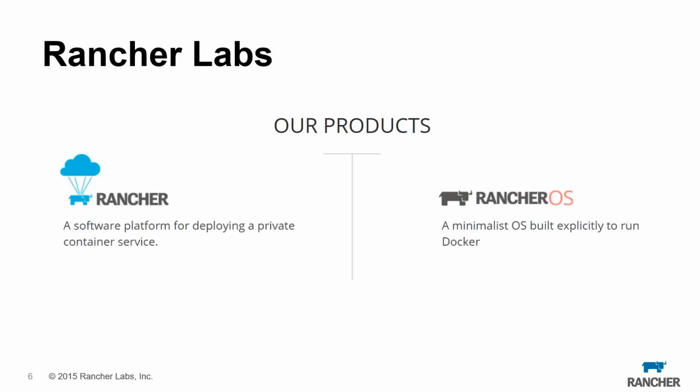And we have RancherOS, which is a 27 megabyte micro Linux distribution that uses Docker as PID 1 and is a great minimalist open operating system for running your containers. We're not going to talk much about RancherOS today. Today's focus is going to be on Rancher.